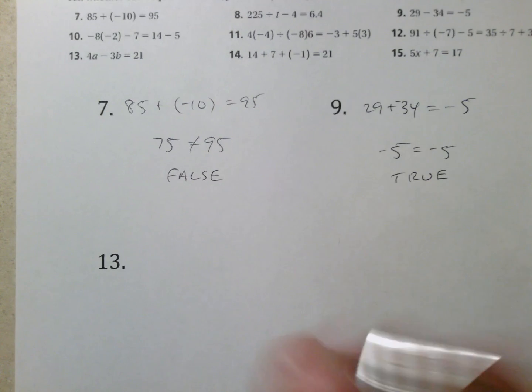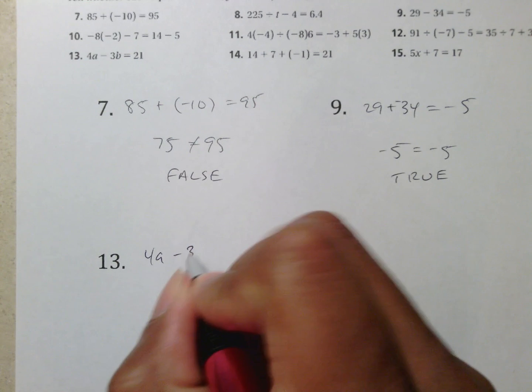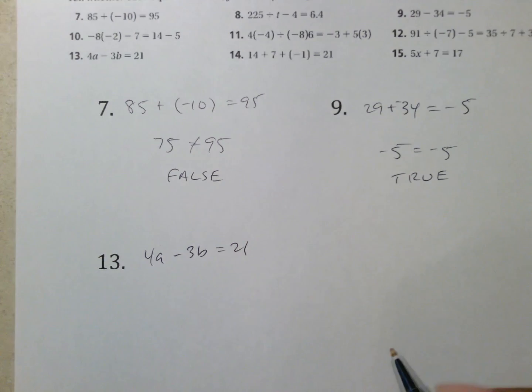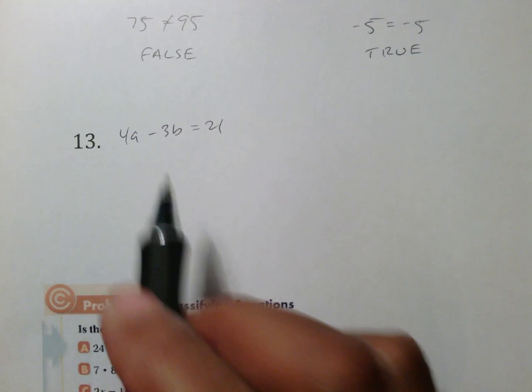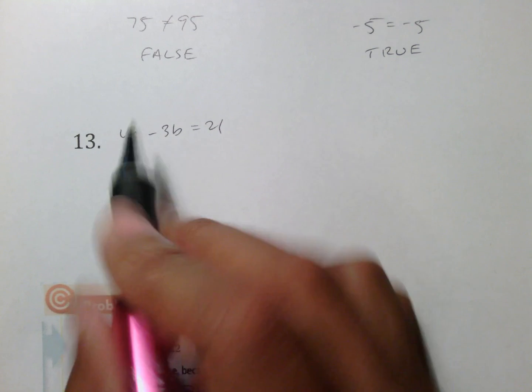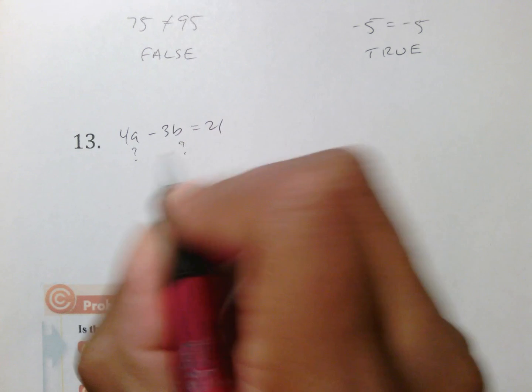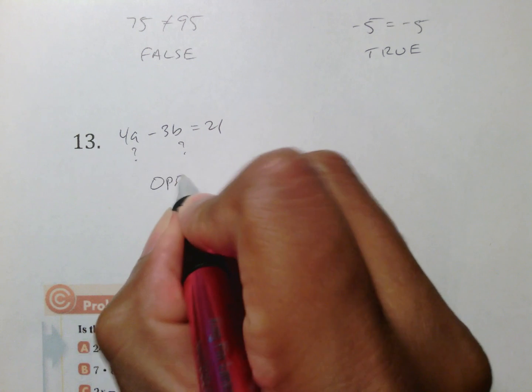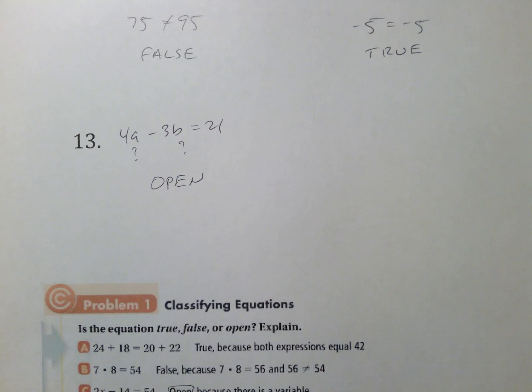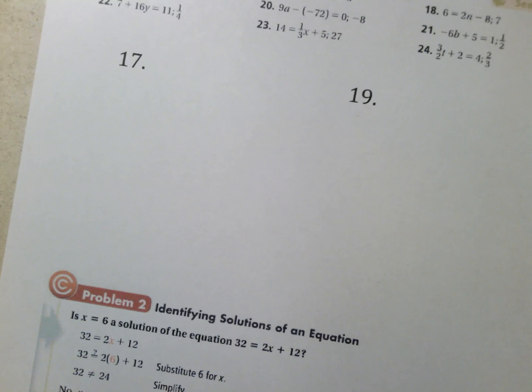And then 13 has 4a minus 3b equals 21. You really can't make a call on this because I don't know what a is, I don't know what b is, and that is where I would get the answer that the equation is open. Alright, so when you see those, that's pretty much what it's asking you to do. If the numbers match, it's true. If the numbers don't match, it's false. And if there's any kind of variable in there, then it is of course open.